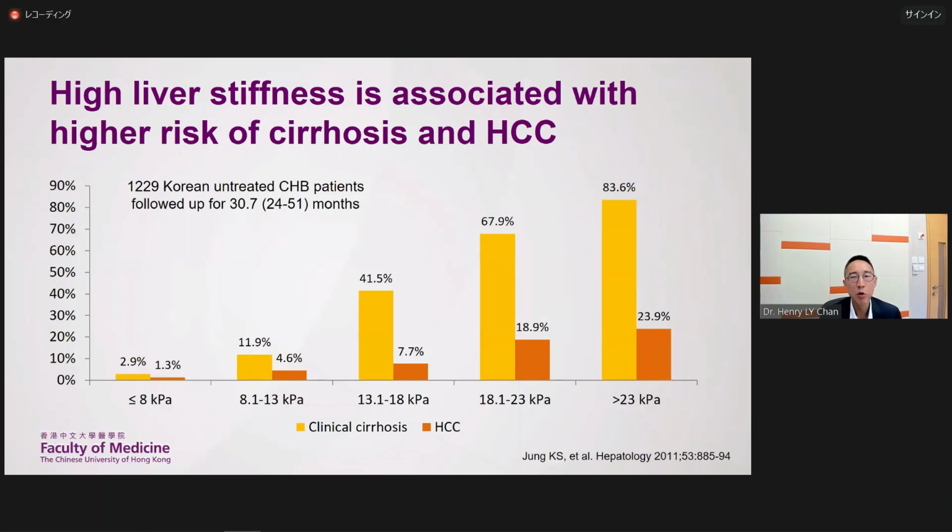Now, because liver cirrhosis is so hard to define, people start to try to use some quantitative measure of fibrosis. And liver stiffness measurement by FibroScan is definitely one of them. So this Korean study clearly shows that patients with a higher liver stiffness measurement, that is with a more advanced fibrosis, tend to have increased risk of clinical cirrhosis and also increased risk of HCC. So this is a valid measurement of the patient's risk for HCC and can be a good surrogate marker of liver cirrhosis.